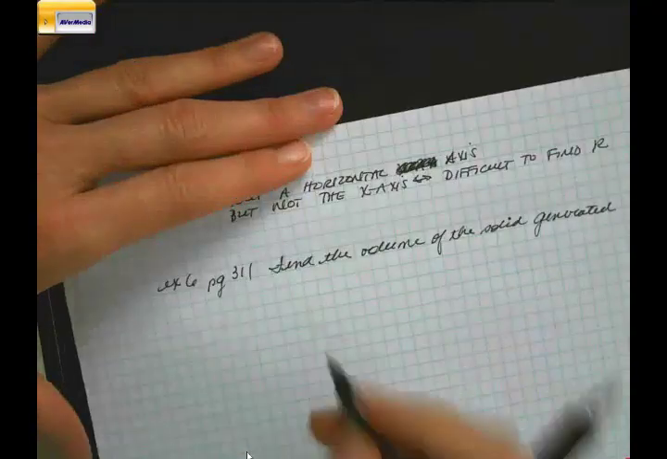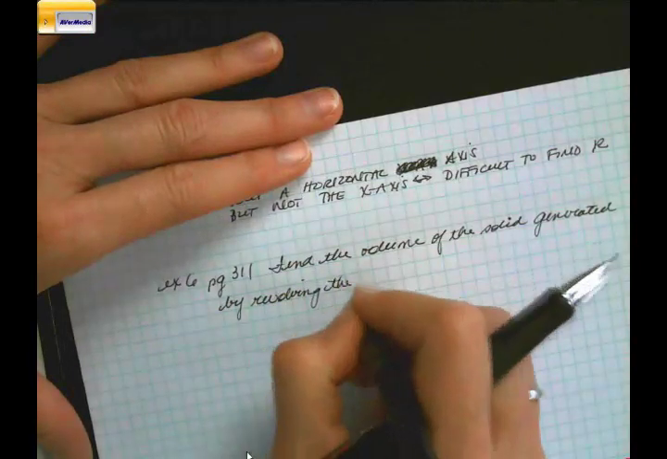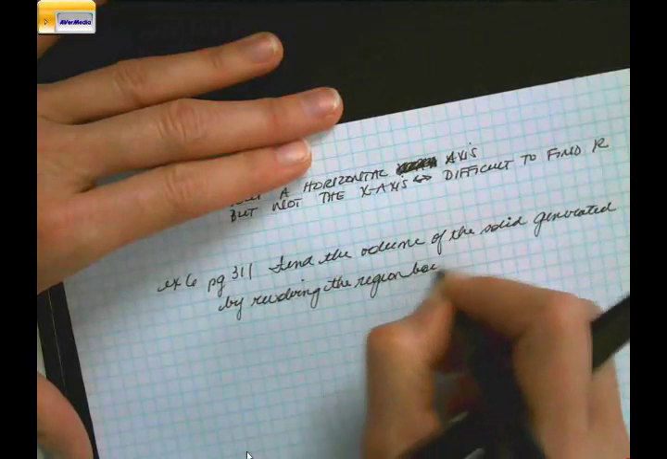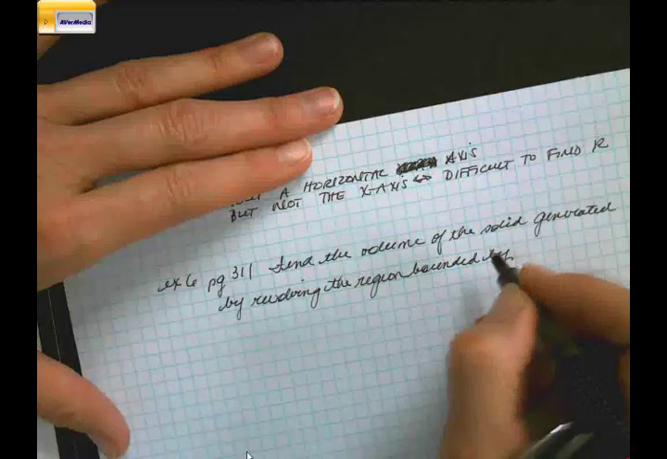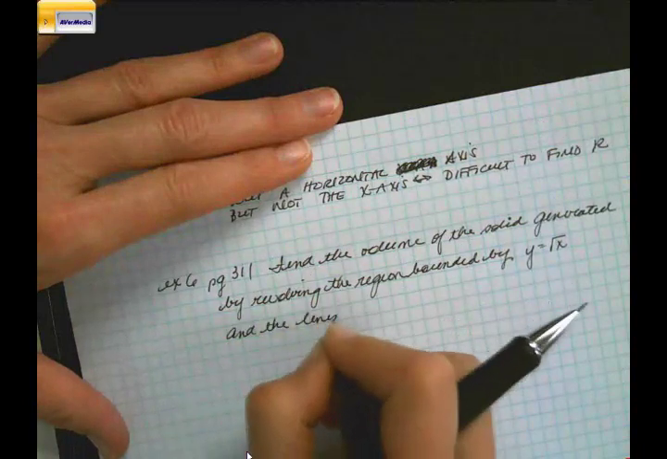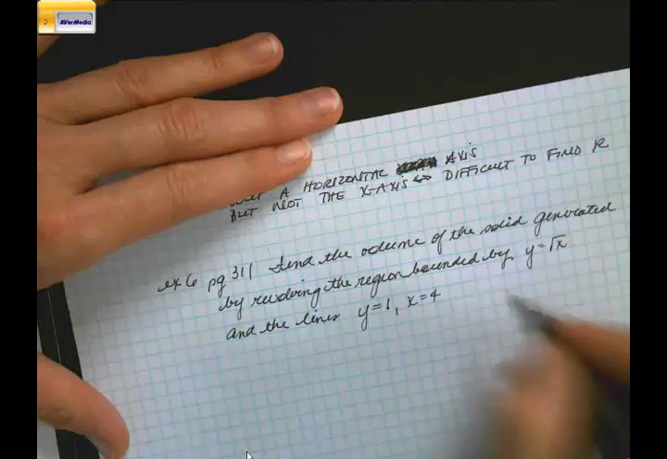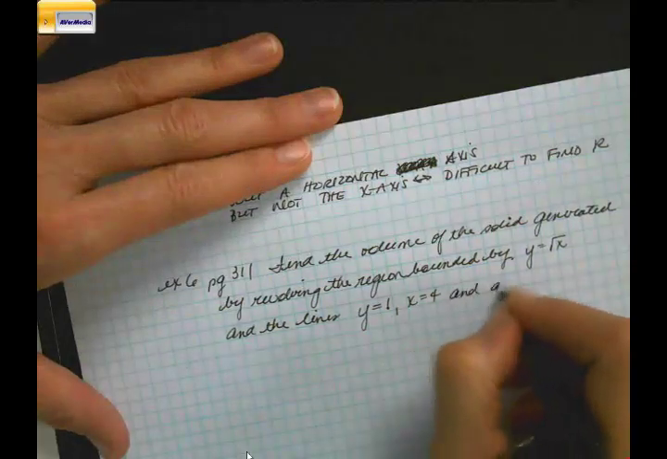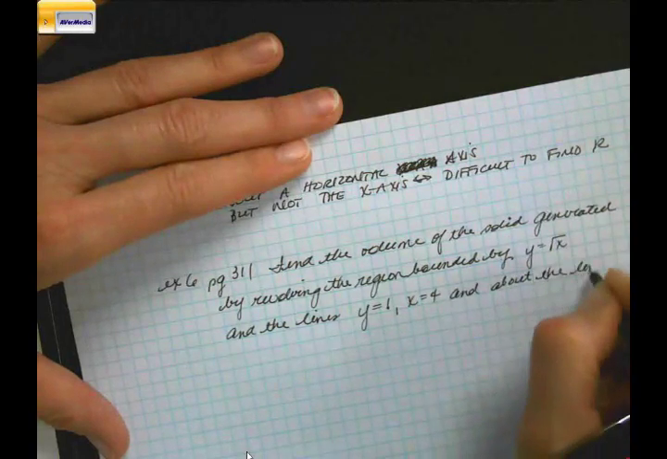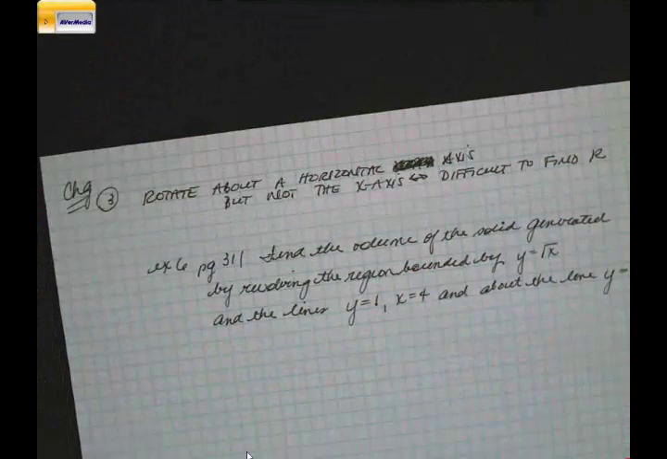Find the volume of the solid generated by revolving the region bounded by y equaling the square root of x and the lines y equaling 1, x equaling 4, and about the line y equaling 1.